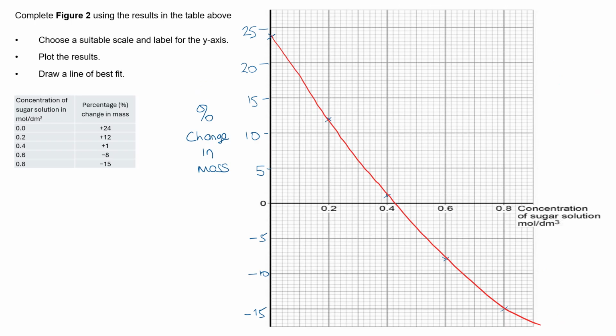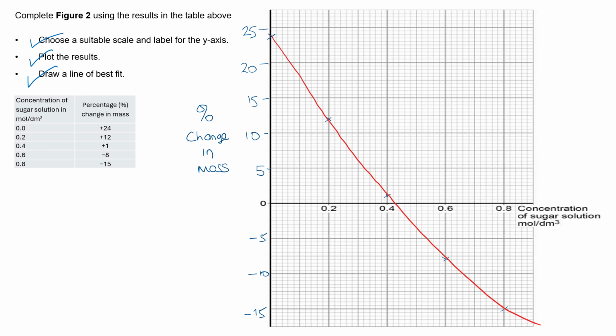If you are asked to plot the data, then it's important that you read the question carefully. It generally asks you to do at least 2 or 3 things. In this question, it asks you to choose a suitable scale and label for the y-axis, plot the results and draw a line of best fit. As you can see, I've gone ahead and written in the scale for the y-axis.